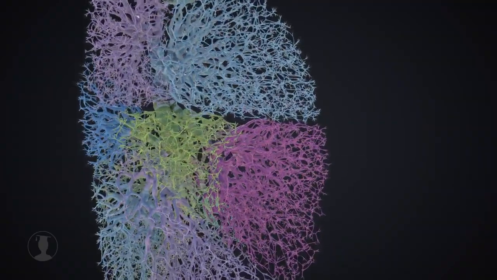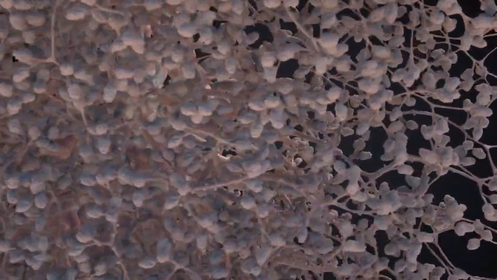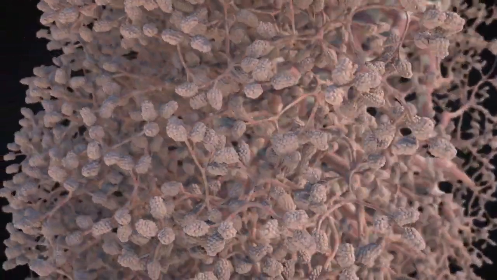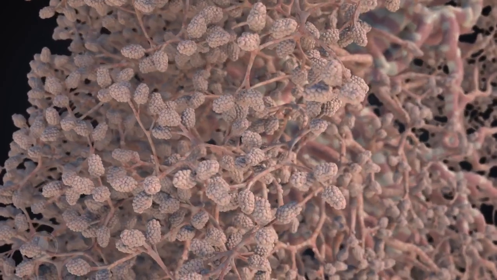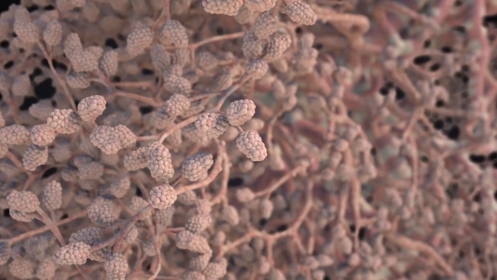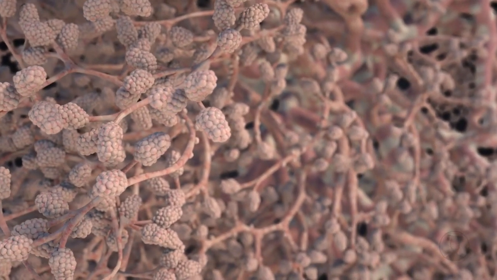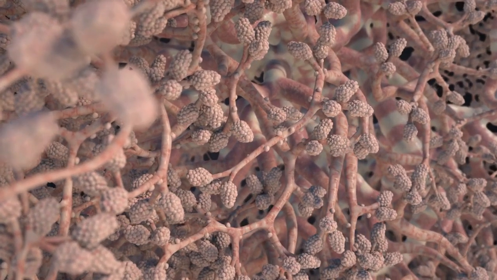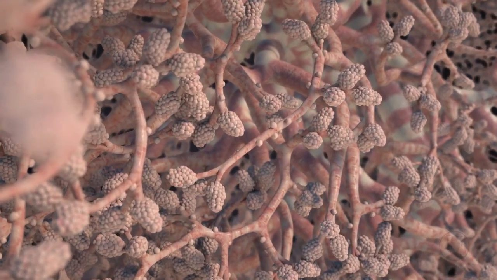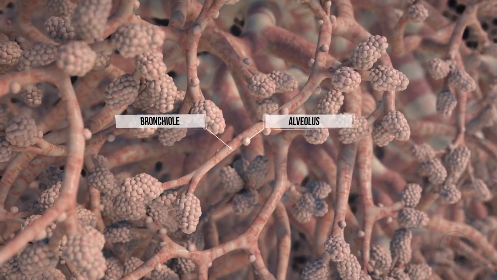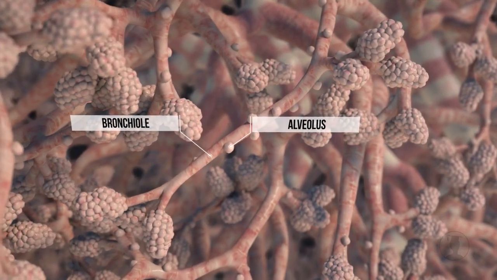At the ends of the bronchial tree are tiny air sacs called alveoli. It is estimated that humans have 300 to 400 million alveoli. Large branches with cartilage are called bronchi. Thin branches at the end of a bronchial tree are called bronchioles. Instead of cartilage, bronchioles are surrounded by elastic fibers and smooth muscle.